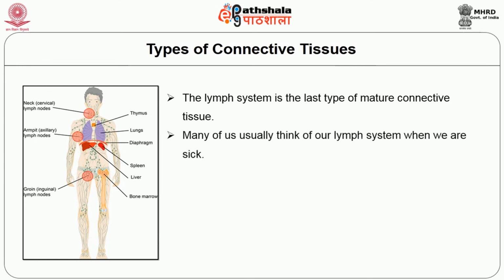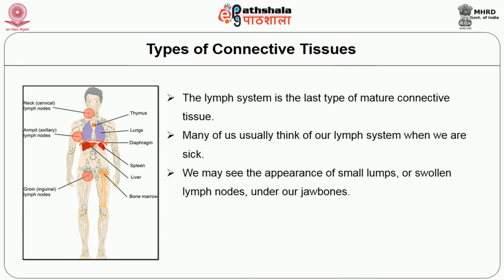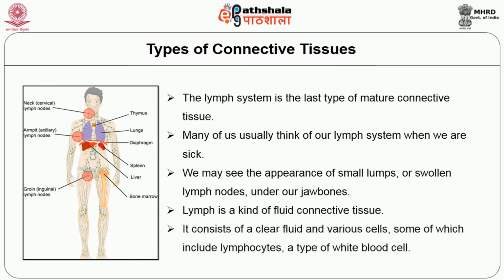Many of us usually think of our lymph system when we are sick. We may see the appearance of small lumps, swollen lymph nodes under our jawbones. Lymph is a kind of fluid connective tissue. It consists of a clear fluid and various cells, some of which include lymphocytes, a type of white blood cell.